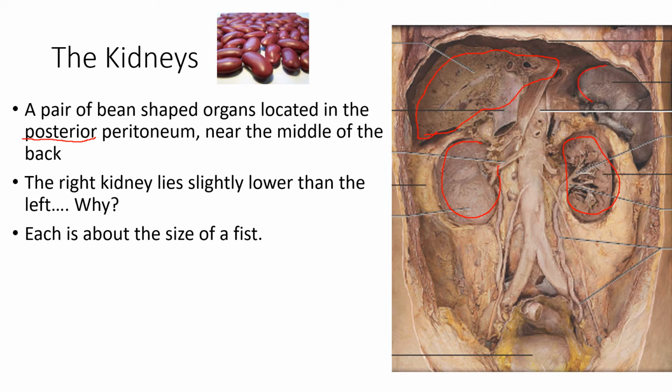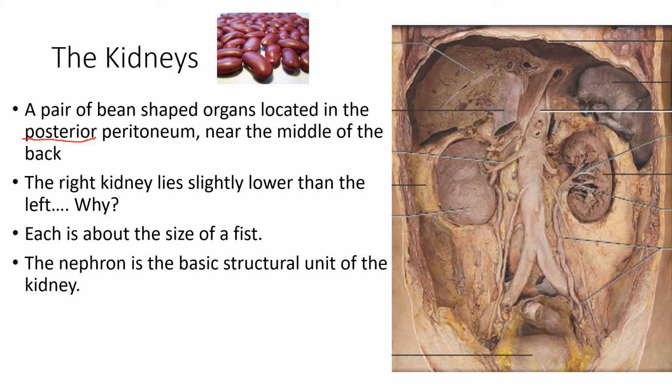And just for completeness, there's the spleen going on there. Spleening away. The spleen is a large area of lymphoid tissue, important in our immune response. Each kidney is about the size of a fist, and the nephron is the basic structural unit of the kidney. We'll go into the nephron on the next upcoming slides.